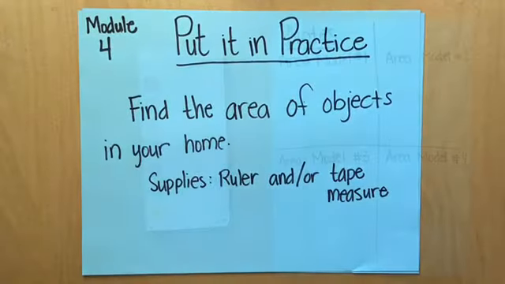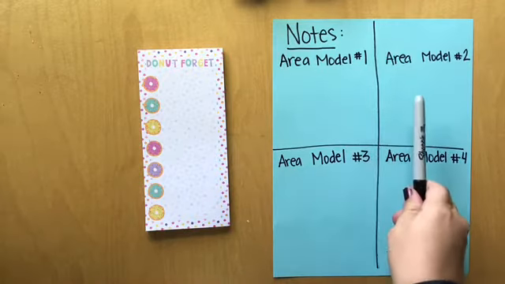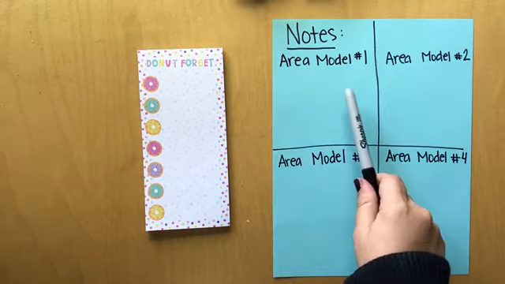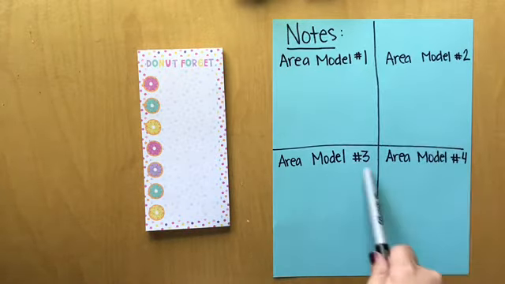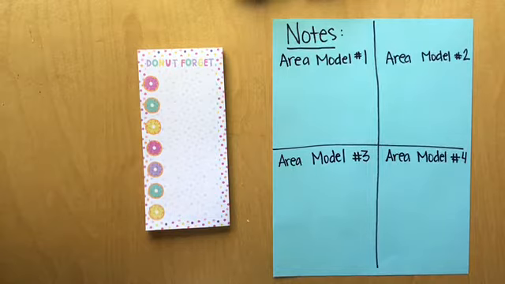Let's get started. Today on your notes, I would like you guys to divide your paper into 4 equal sections, each labeled with area model and then the number at the top of each one to keep yourself organized. Go ahead and do this. Press pause and press play when you're done.